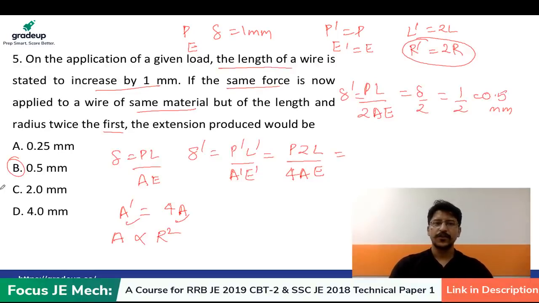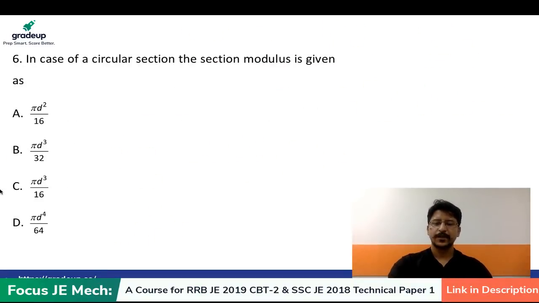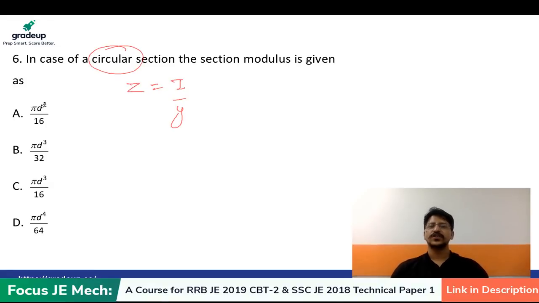Okay, now moving on to the next problem. It says, in case of a circular section, the section modulus is given by, basically your section modulus is denoted by Z, it is equal to I by Y. And now we have to consider this for a circular section. Give me the answers fast. For the circular section, what will be your section modulus given by?